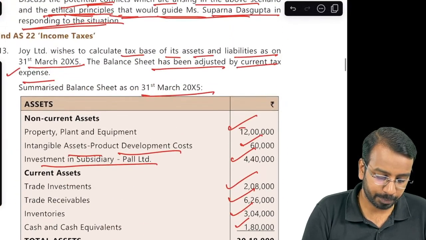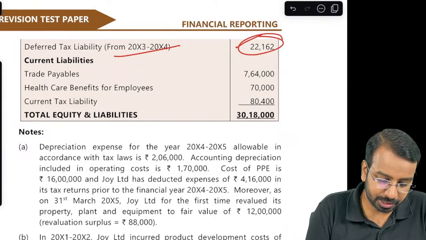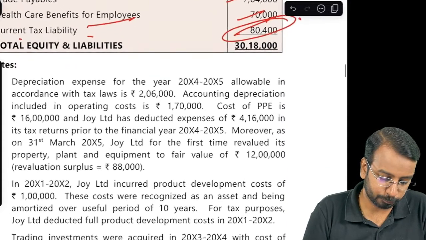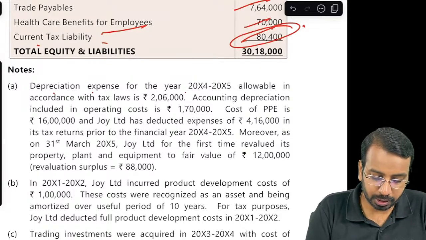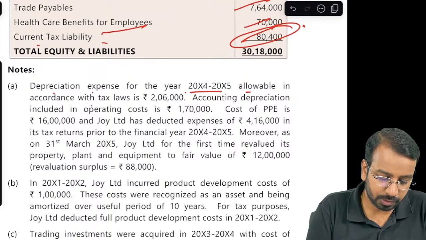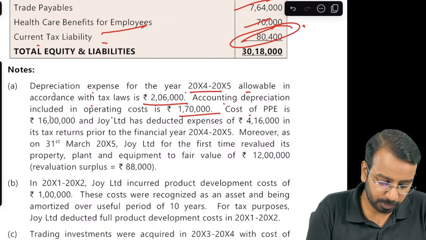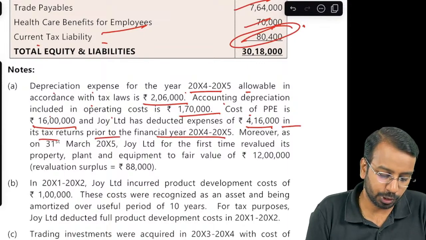We are on which year? 31st March of year 5. Current liabilities, trade payable 764, healthcare 70 for employees. Current tax liability 8400 is already provided. Depreciation expense for the year 4-5 allowable in accordance with tax laws is 2,06,000. Accounting depreciation included in operating cost is 1,70,000. Cost of PPE is 16 lakhs. And they have deducted an expense of 4,16,000 in its tax return prior to the financial year 4-5.